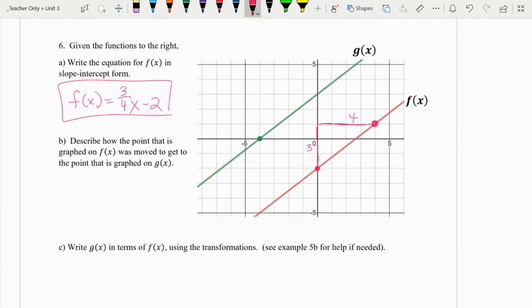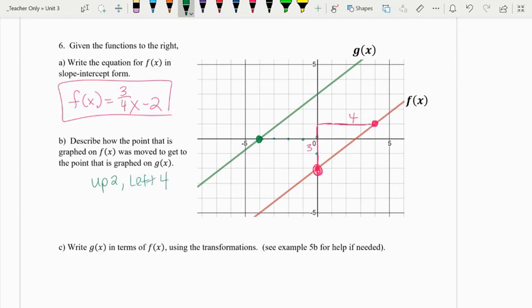Now what it's asking in part B is describe how the point that is graphed on f of x, aka our y-intercept right here, was moved to get the point graphed on g of x, which is right here. Okay, well, you can think about this a couple different ways, but essentially, I would say it's moved up 2, and then it's moved left 1, 2, 3, 4.